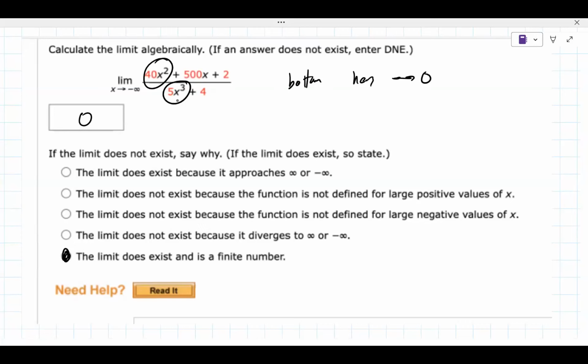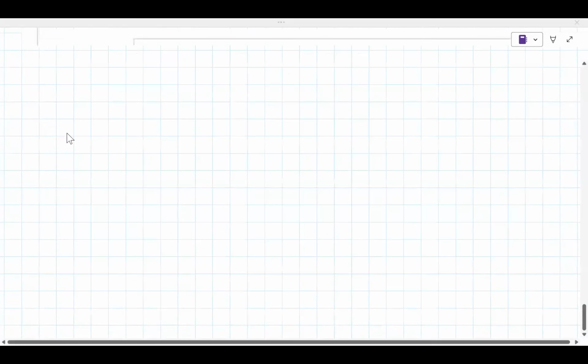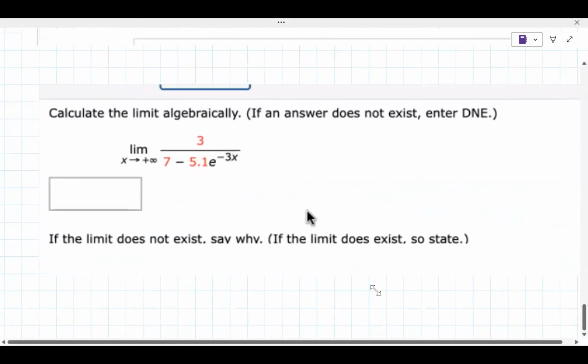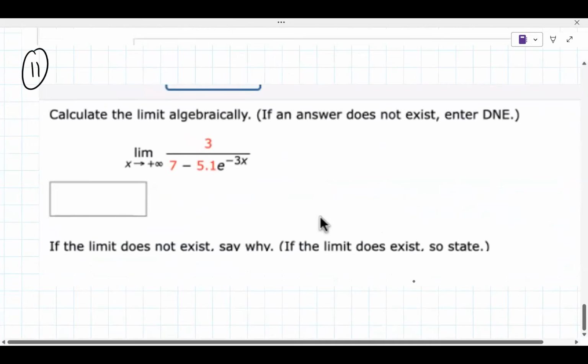Okay. And then I think I have a snippet. Did you get a snippet of 11? Yeah, I got a quick one of 11. These ones are different. All right.